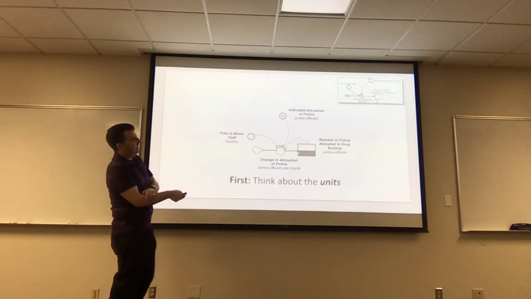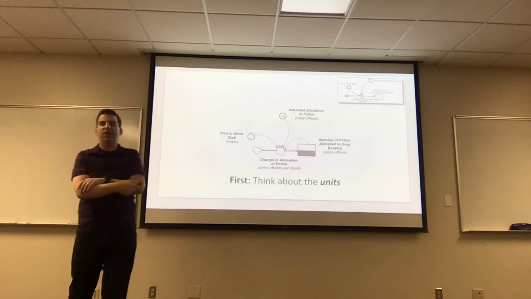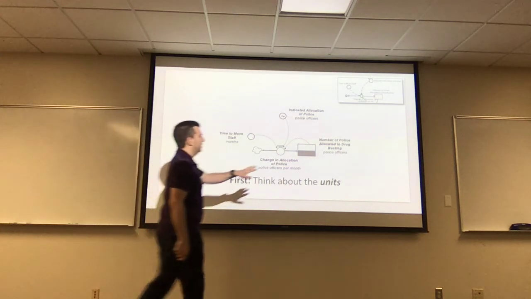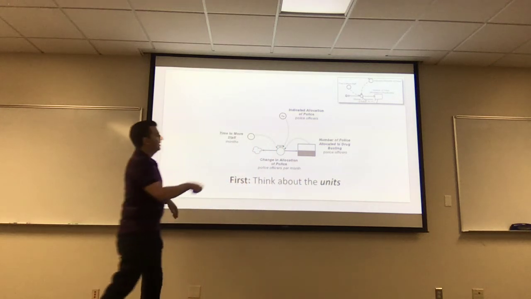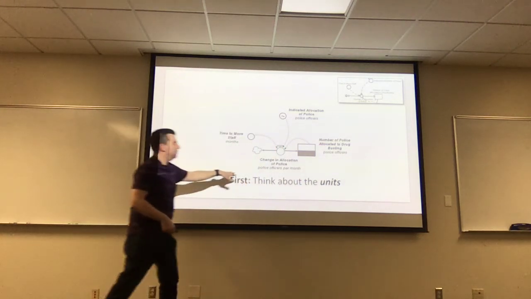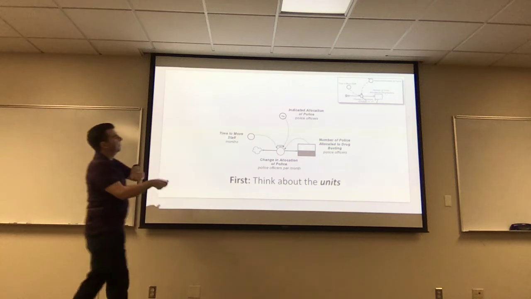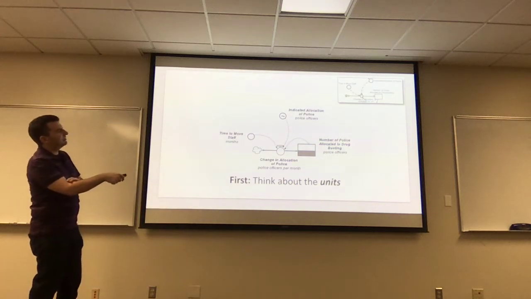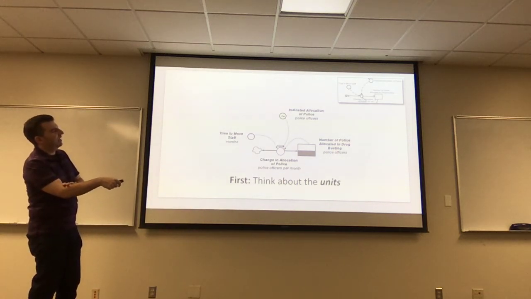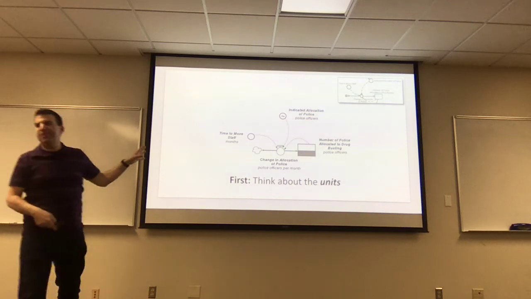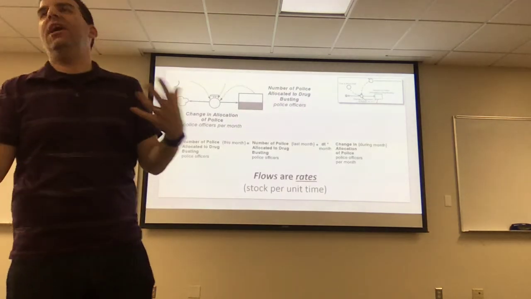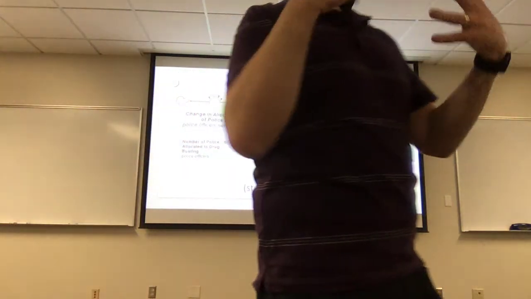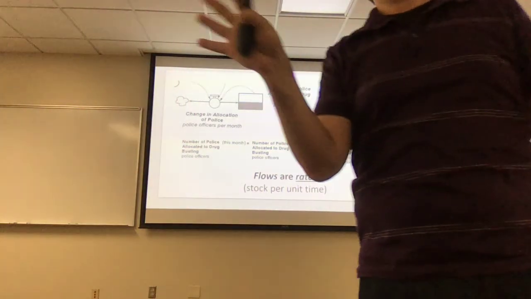And I see this is the number of police allocated to drug busting. And I put the units out here, police officers. And then down here, the rate, change in allocation of police officers per month. So time to move staff, months, indicated allocation of police officers. And so putting the units up there can be useful because it helps us understand how formulas might come together and what formulas are totally illegal.